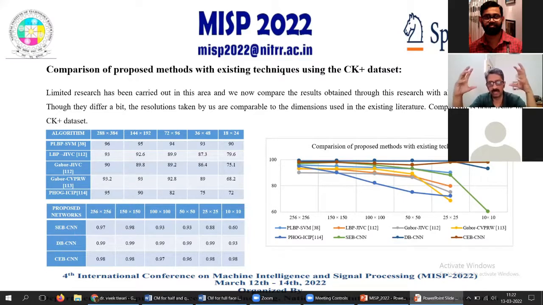So we carried out our work on 16 layers, and we realized that it works well when the resolution is good. However, there's a drop in accuracy as we go on reducing the resolution. So the next obvious step was to increase the number of layers. So we took the depth-based CNN, which has 50 layers, and we realized that it works much better than a network which has 16 layers.